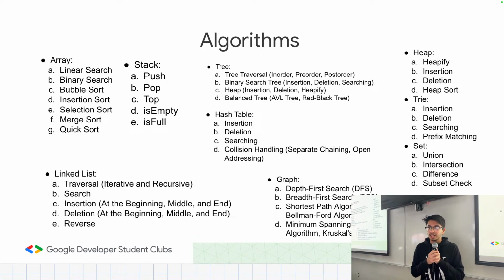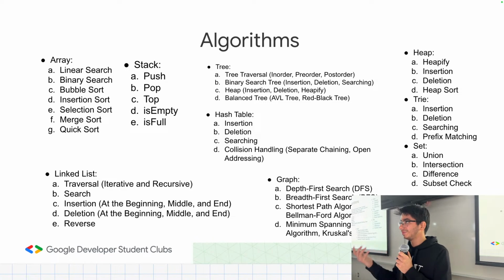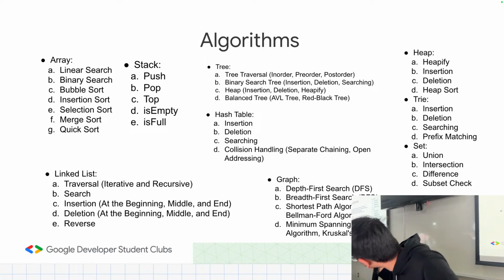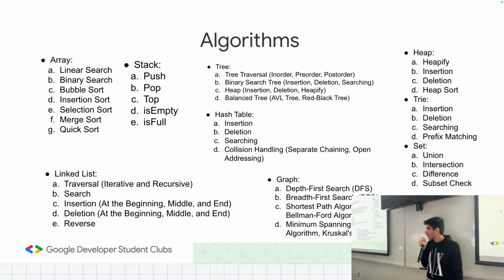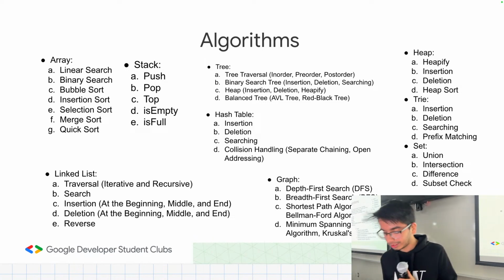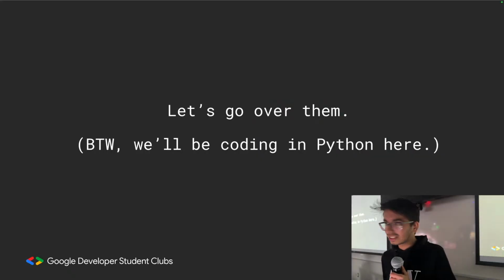For trees, well, you would use that for representing... I can't think of an example right now, but the best one is hash tables. If you want to optimize for different types of searching, for example, if you want to search in O of 1. And I'm going to get into big O notation in a bit. So let's go over them.